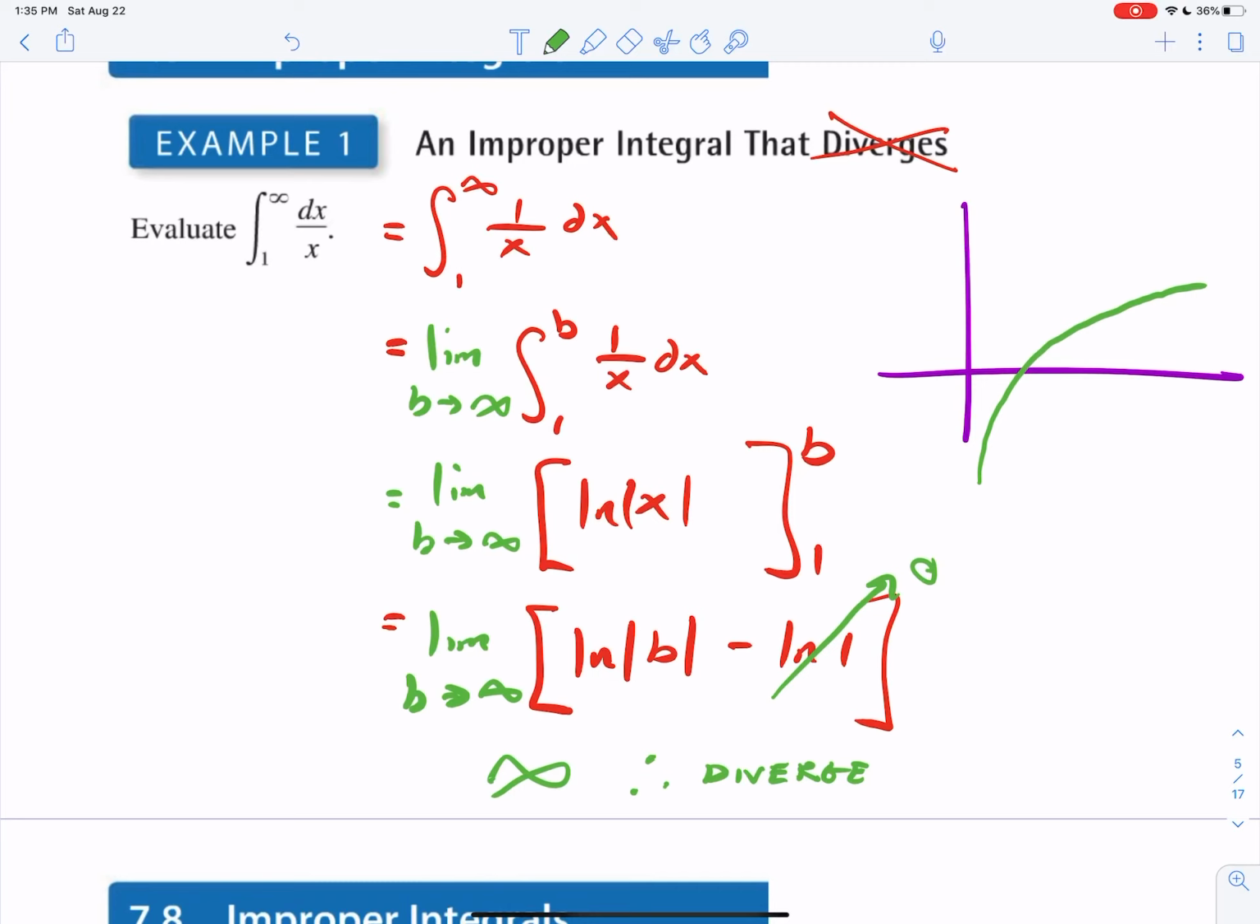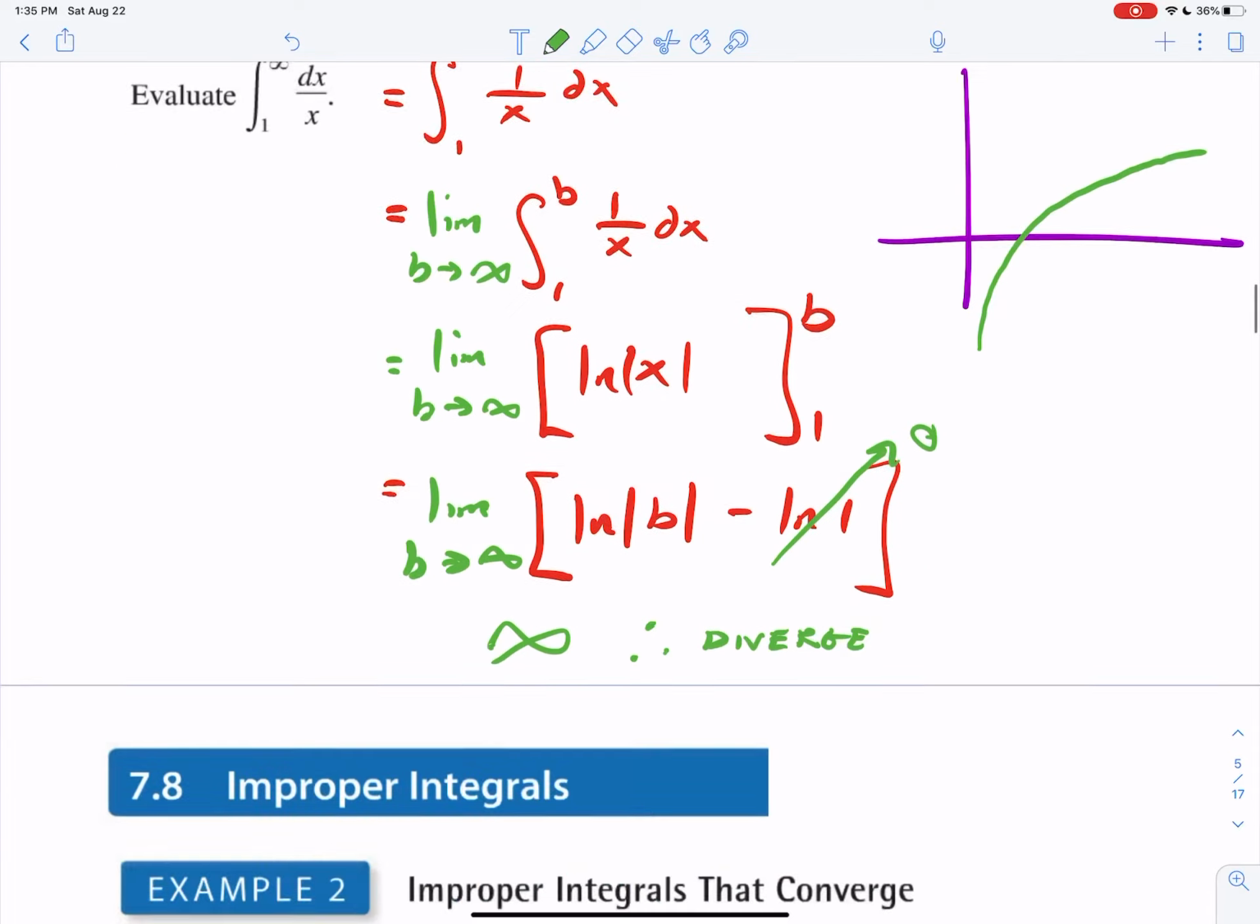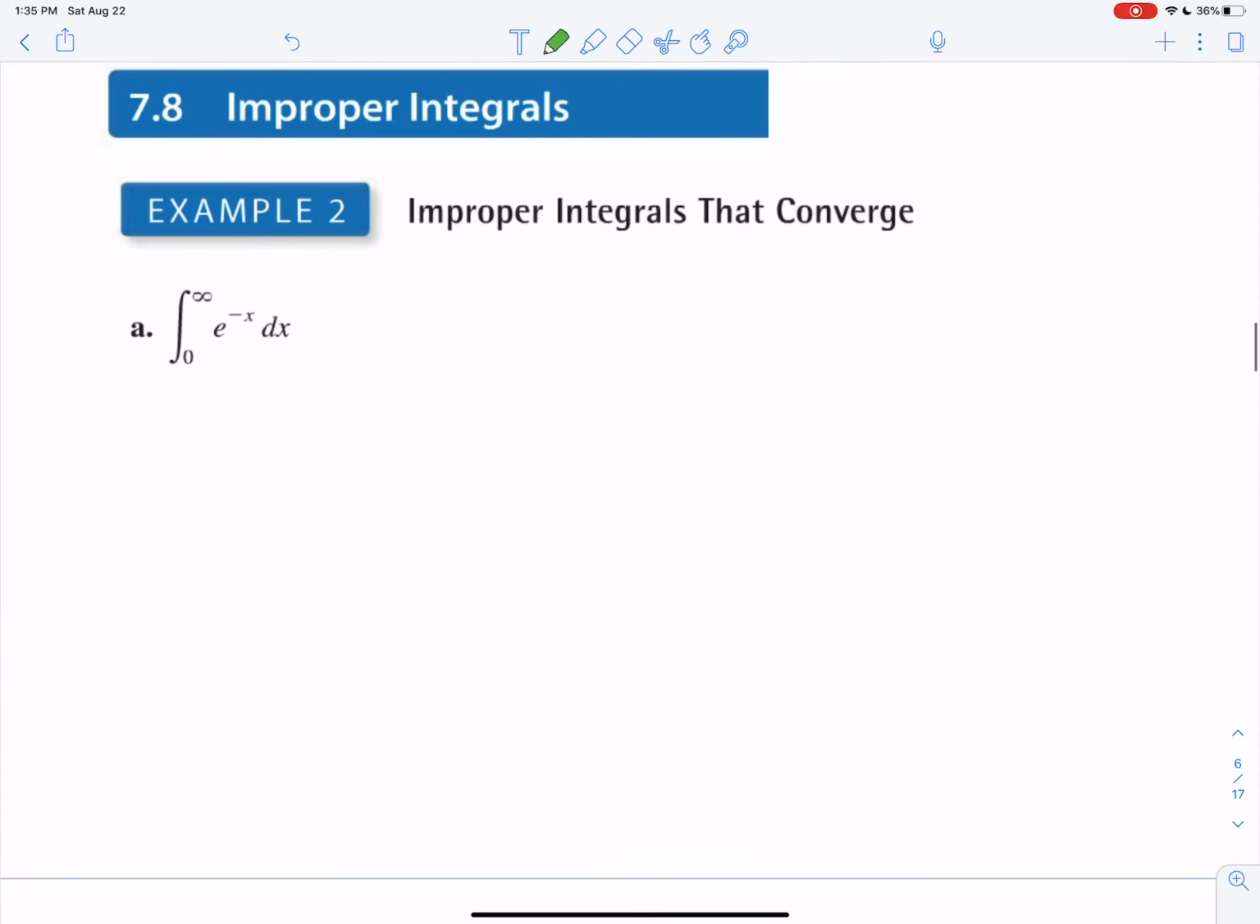Okay? And again, this will make a lot more sense when we find an integral that does converge. Okay? But just bear with me. Let's keep going. And again, ignore that it says converge there. But here we go.